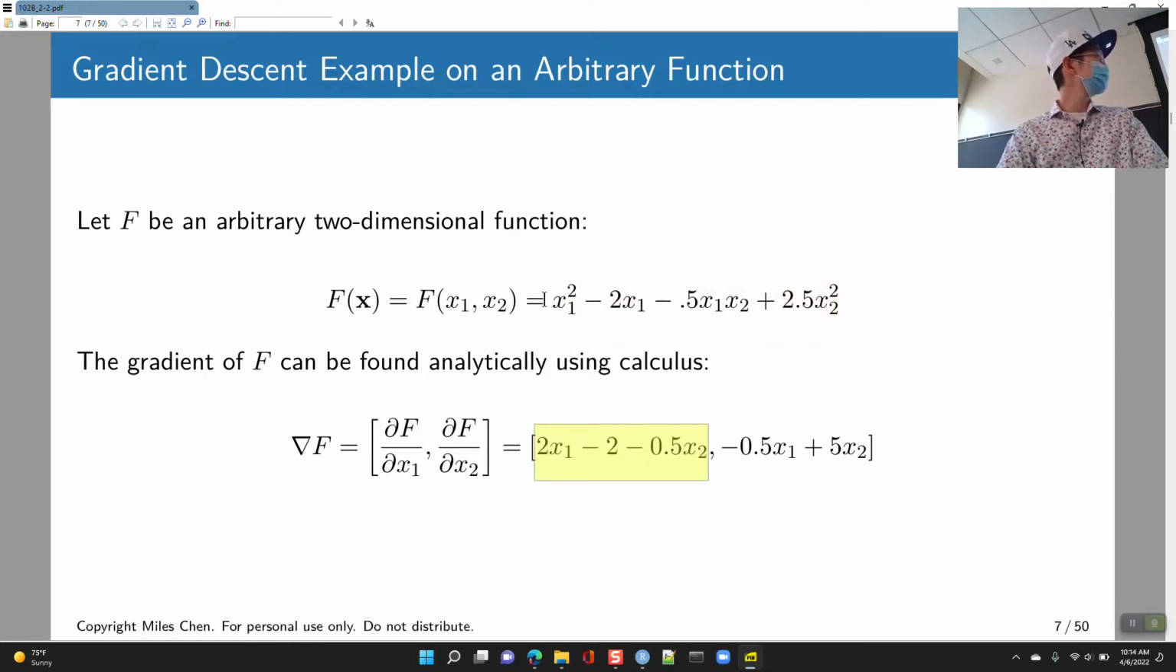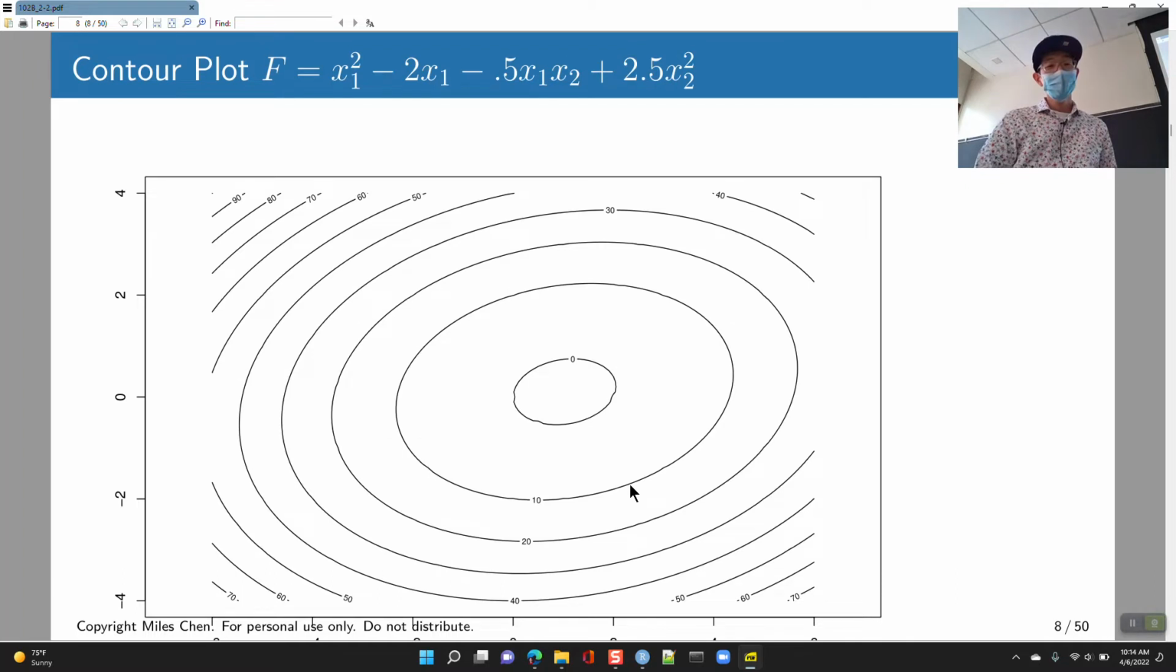What's the partial derivative of this with respect to x2? That will be our second component. So this is 0, 0. We get negative 0.5x1 and 5x2. Is that okay? As far as getting the gradient of our function, a two-dimensional function with respect to x, it is a vector of partial derivatives. Okay.